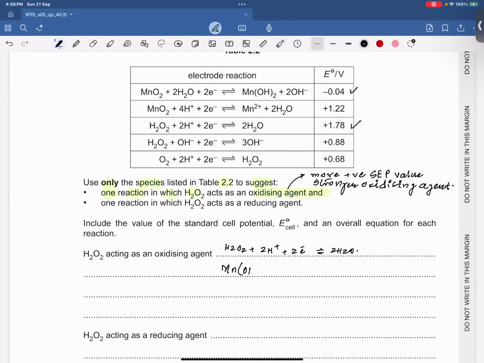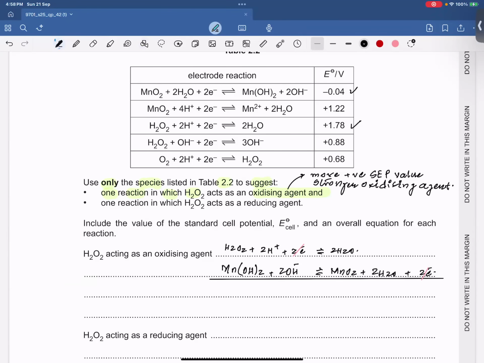Mn(OH)2 plus 2 OH negative, reversible sign MnO2 plus 2H2O plus 2 electron. Since the number of electrons are balanced, I need to cancel them. So cancel the number of electrons, and whatever is left on the left hand side as well as on the right hand side, you can write it. And that's going to be your full cell equation.